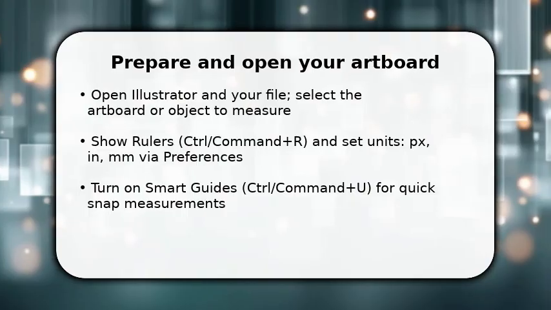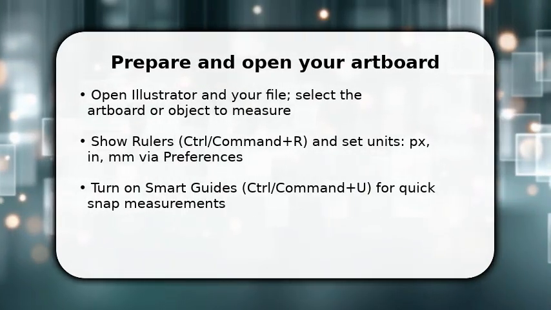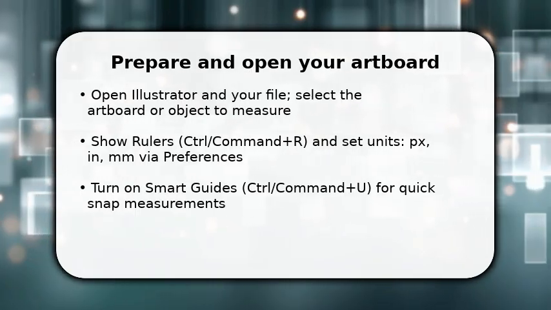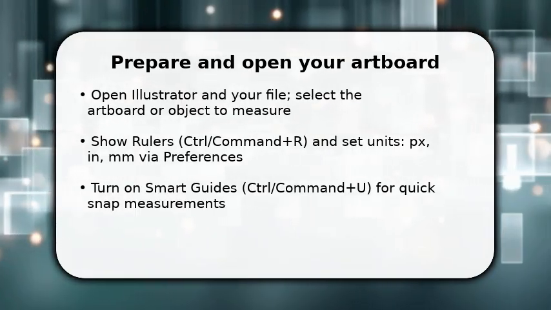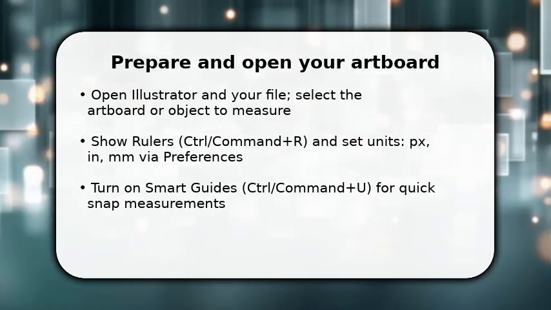You'll start by opening the file and selecting the artboard or object you want to check. Once done, enable rulers with Ctrl or Command +R and choose the units you prefer in Preferences so values read correctly. Make sure Smart Guides are turned on.